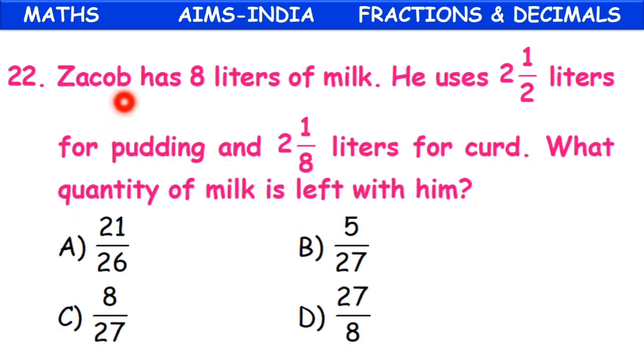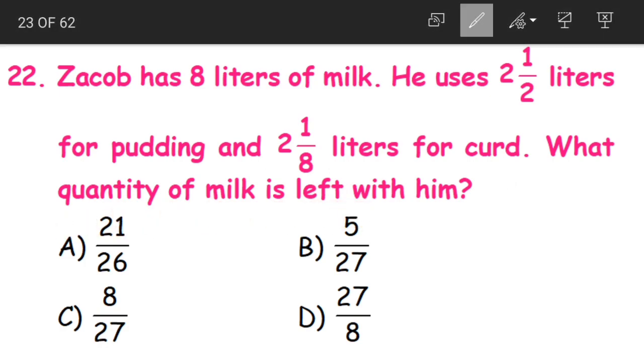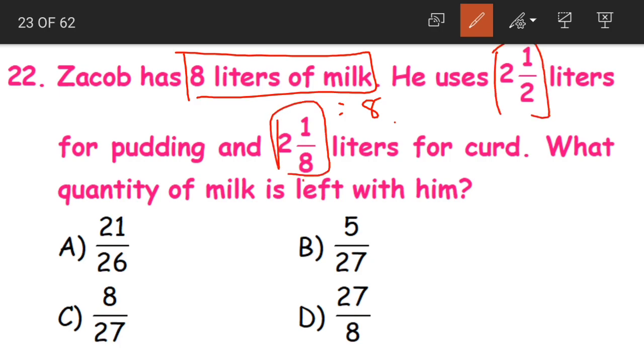Next, question 22. Jacob has 8 liters of milk. He uses 2 1 by 2 liters for pudding and 2 1 by 8 liters for curd. What quantity of milk is left with him? Now in total he had 8 liters of milk, that is equal to 8. And how much did he use? First let us find out that: 2 1 by 2 and 2 1 by 8. He has used this much of milk.